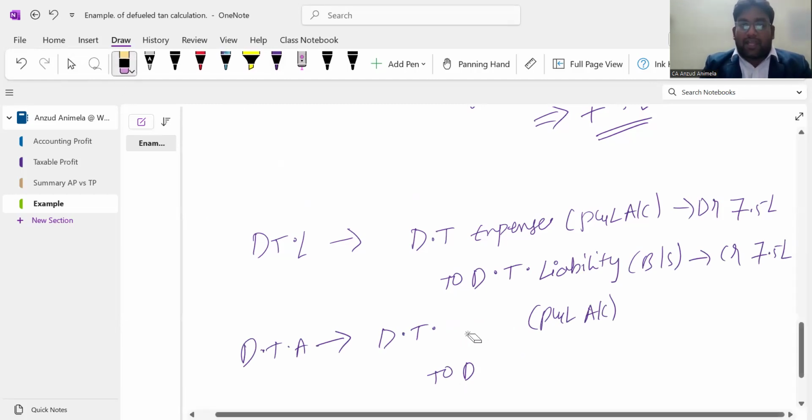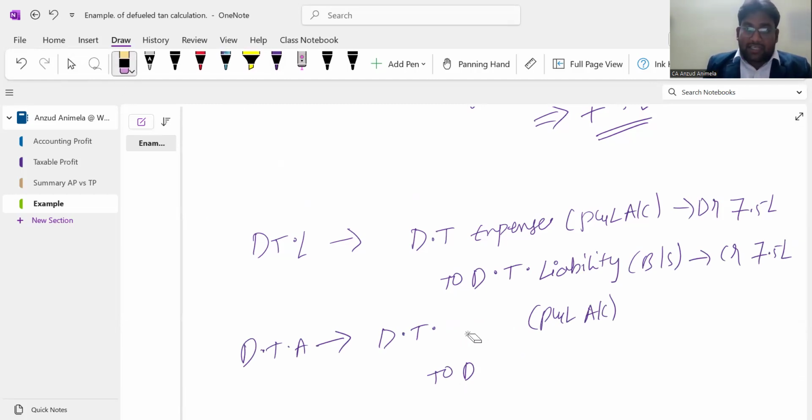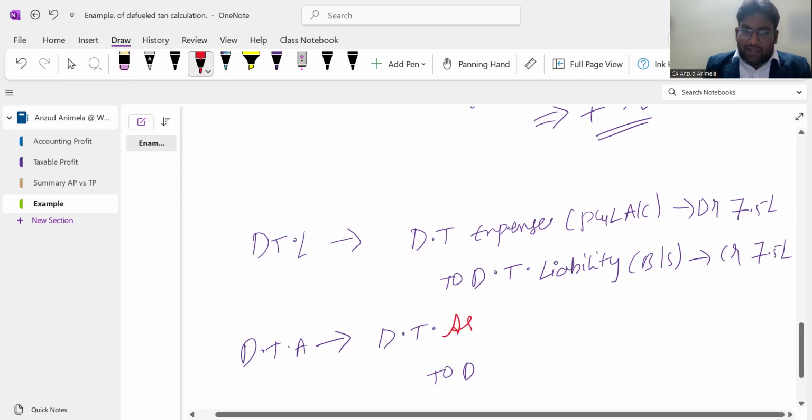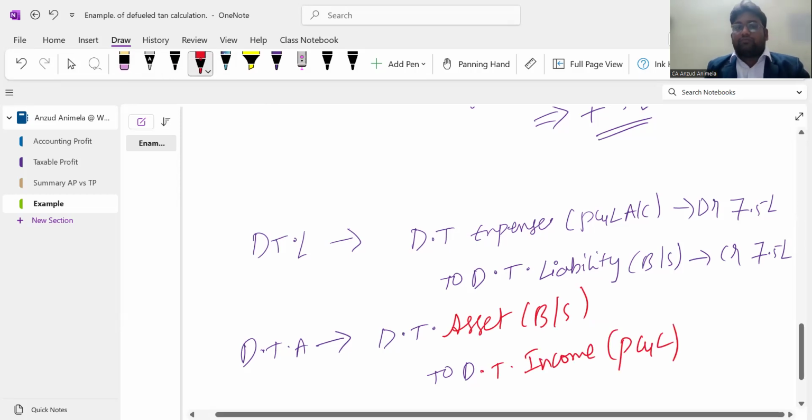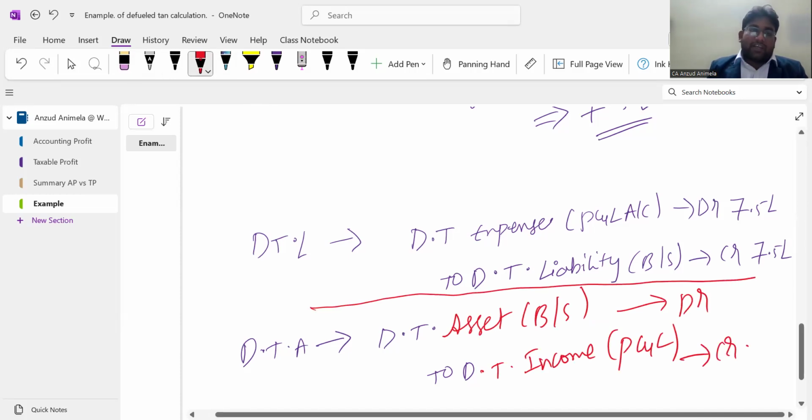The entry for the deferred tax asset would be: deferred tax asset in balance sheet to deferred tax income in P&L. This would be the debit and this would be the credit. In the current situation, the first entry, for deferred tax liability, has come. Deferred tax asset, we may find in some other situations. So this is all about the deferred tax concept.